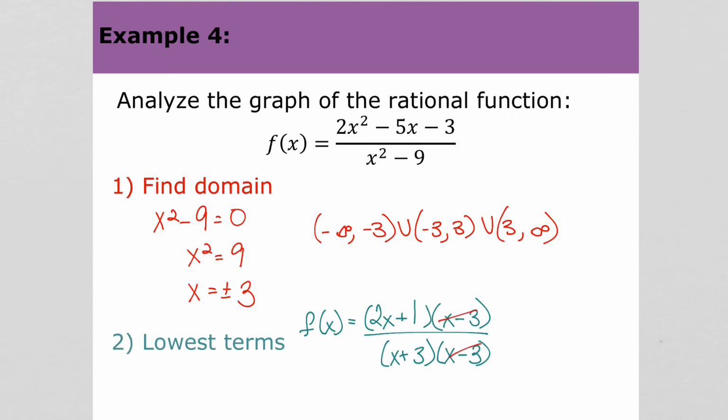that the x minus 3s cancel out. So the function in lowest terms is 2x plus 1 over x plus 3. And that's what the graph will look like, except there's a hole at where x minus 3 equals 0, so a hole at x equals 3.